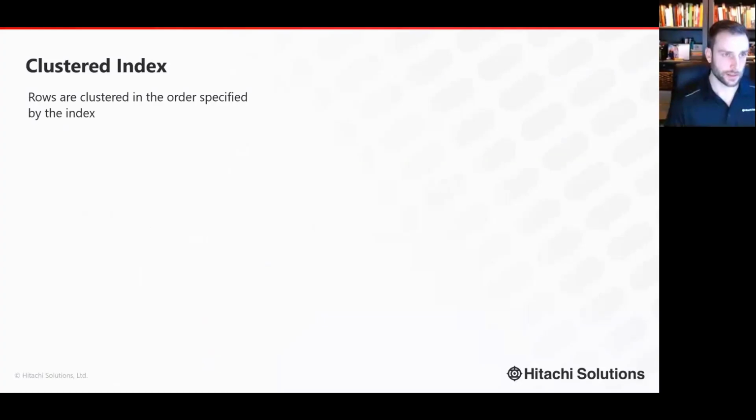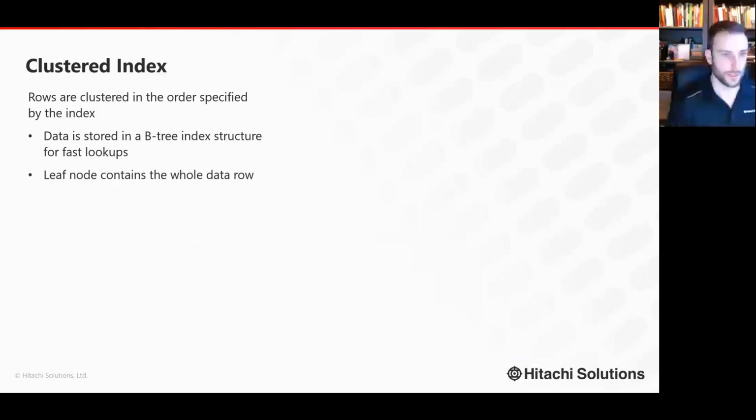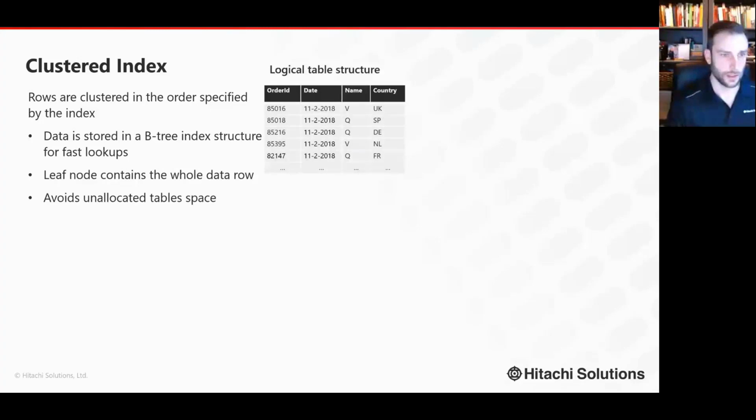So next, clustered index. This is seen as the default index in regular SQL Server. Rows are clustered in the order specified by the index. You have the B-tree index structure. Fantastic, and you do want to be using these in Synapse. I recommend it for most staging tables, particularly anything that is incrementally updated, and that's because it avoids unallocated table space. This can be a performance killer.